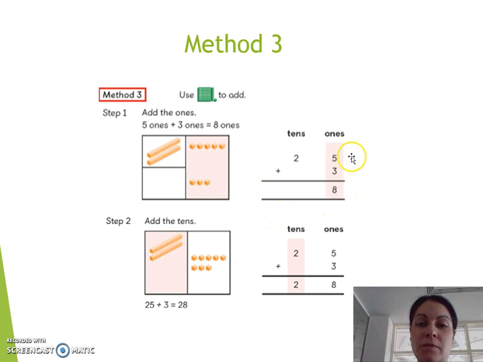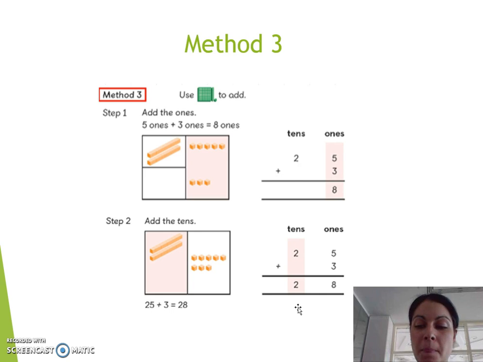So they count their ones first. 5 ones plus 3 ones equals 8 ones, and then they can see that they only have 2 tens. So they add it down here. 5 ones plus 3 ones is 8. 2 plus 0 is 2. So it's 28. So there are the 3 methods that we are going to be using next week for all our addition.